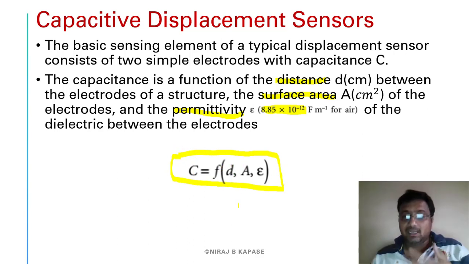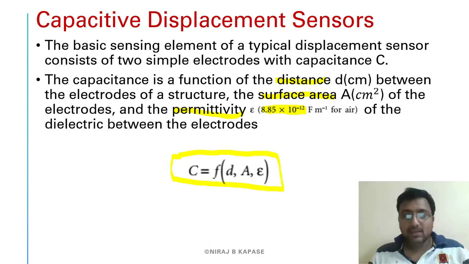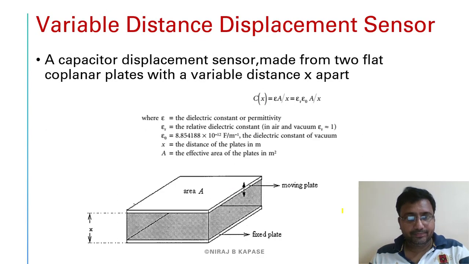So the capacitance depends on these three particular parameters: one is distance, second is area, and third is permittivity. Okay, so we'll see the capacitance equation.